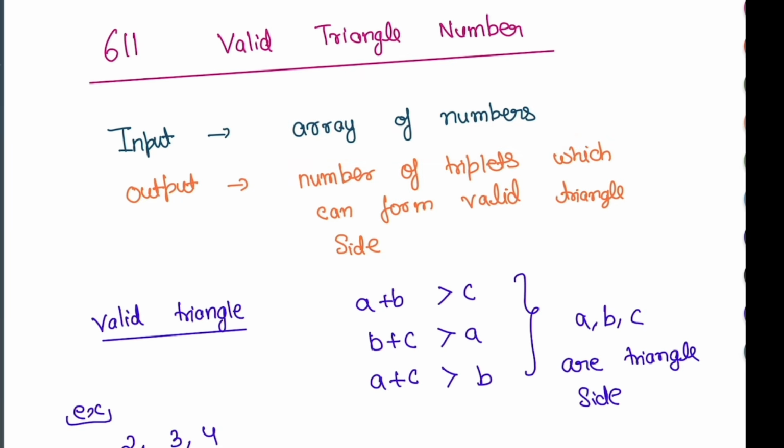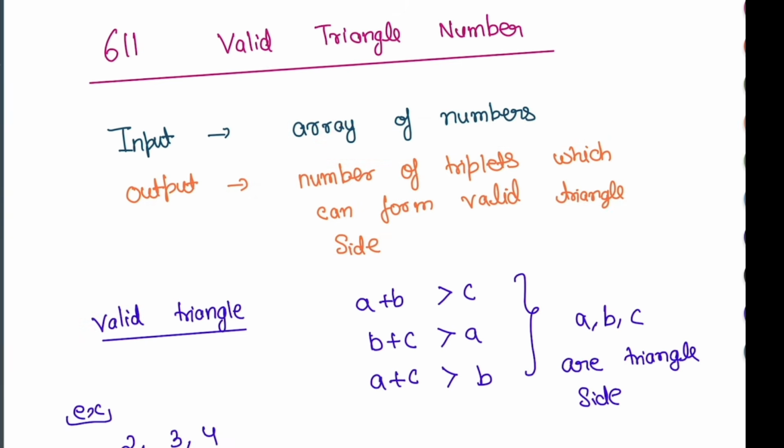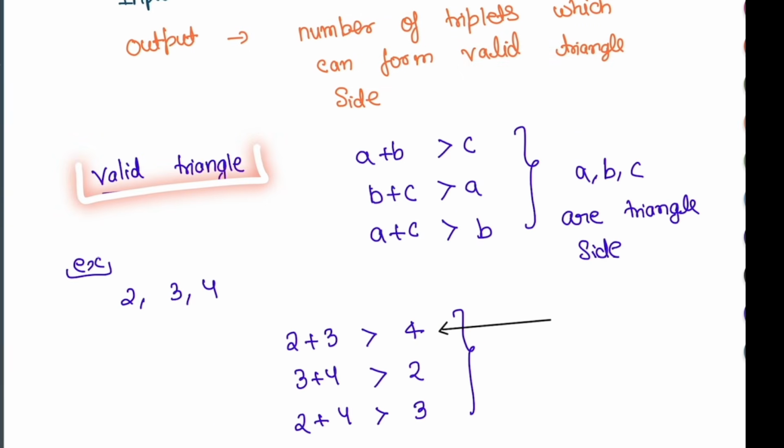Basically, you can say your triplets are A, B and C. You need to assume that these three numbers are the sides of a triangle, and you need to find out how many triplets you can create from the given array of numbers such that they form a valid triangle. Now what is a valid triangle? Let us say the three sides of the triangle are A, B and C. Any two sides of your triangle, let us say A plus B, will always be more than the third side C. Or you can say B plus C is more than A. Or you can say A plus C is more than B.